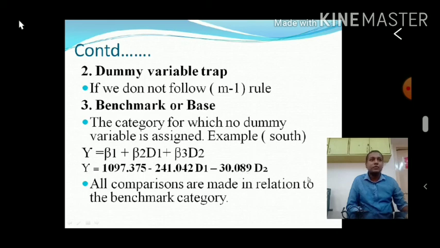So this value we got with the basic rule m minus 1, and here the benchmark or base is 1097.375. So all the comparisons are made in relation to the benchmark category. We say the mean per capita consumption expenditure of east is lower by 241.042 than south, and the mean per capita consumption expenditure of northwest is lower by 30.089 than south. So that's how we interpret the regression function.